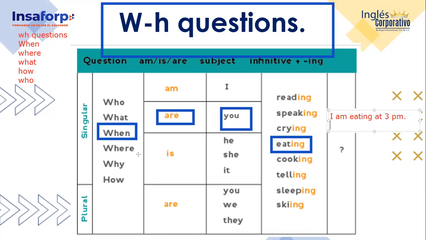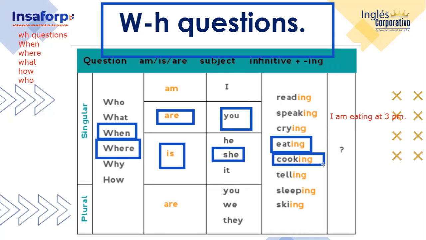It can also be with where. Puede ser with where, with what. For example, where is she cooking? Y como podríamos contestar, así como está en la pregunta, she is cooking in the restaurant, okay? And like that, right? Super easy structure. First, we have the WH question, then the verb to be, subject and verb with ing.